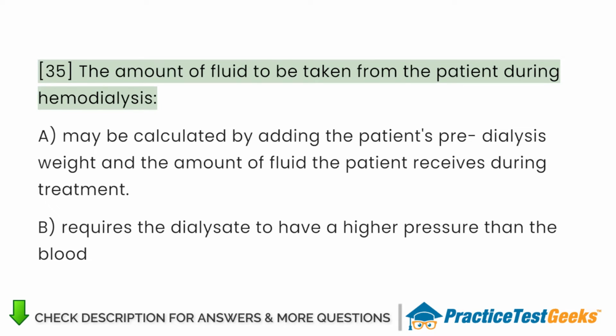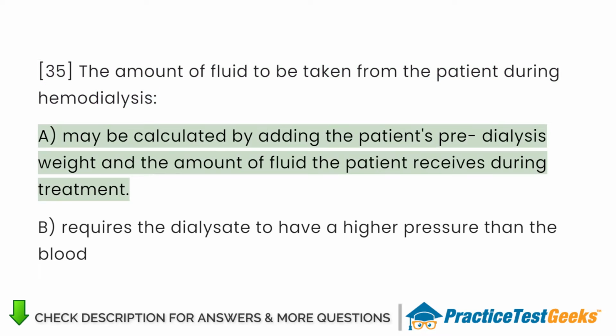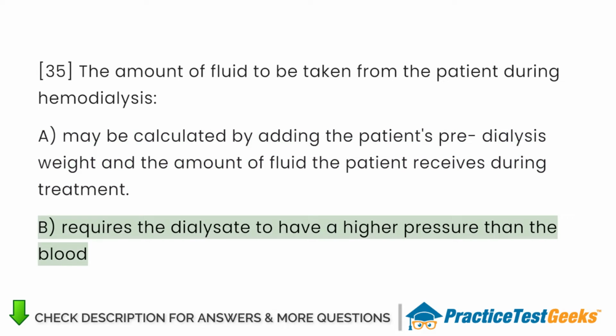The amount of fluid to be taken from the patient during hemodialysis: A. May be calculated by adding the patient's pre-dialysis weight and the amount of fluid the patient receives during treatment. B. Requires the dialysate to have a higher pressure than the blood.